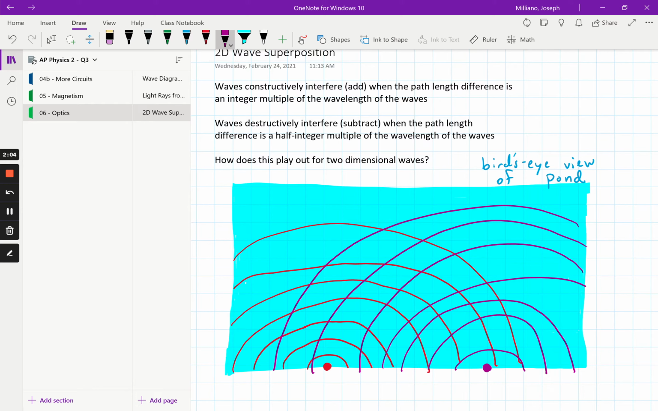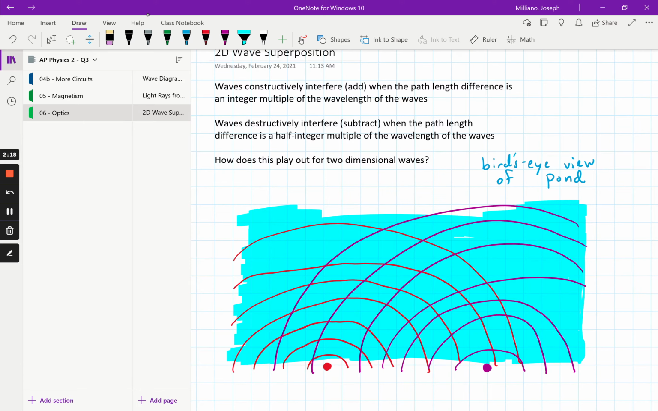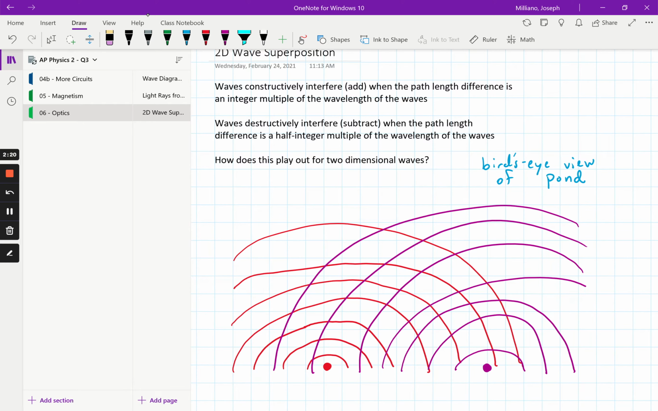And my question is, when my red waves and my friend's purple waves meet, at what points will we have constructive interference? And at what point will we have destructive interference? I'm now going to erase the pond so we can annotate this further. All right.